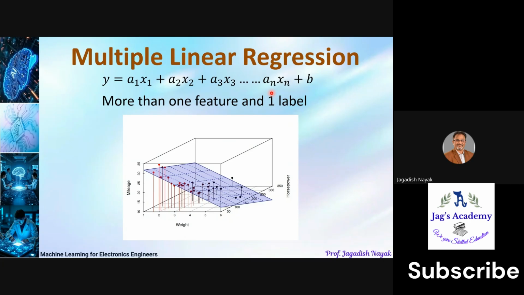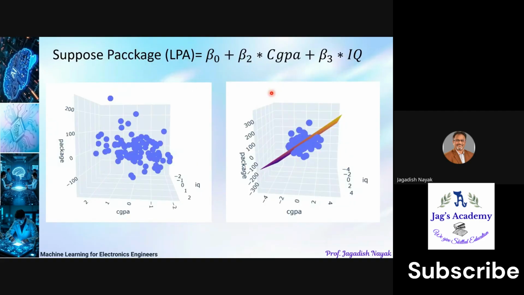Now, like we have solved a single feature equation y is equal to mx plus b, this also needs to be solved. So we have covered this in our last class. Here, if you take only two features out of n features, the equation looks something like this, right? Package is equal to beta naught plus beta 2 into CGPA plus beta 3 into IQ. So here you have two features.